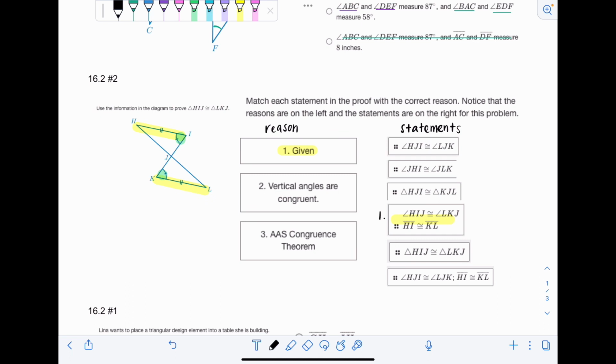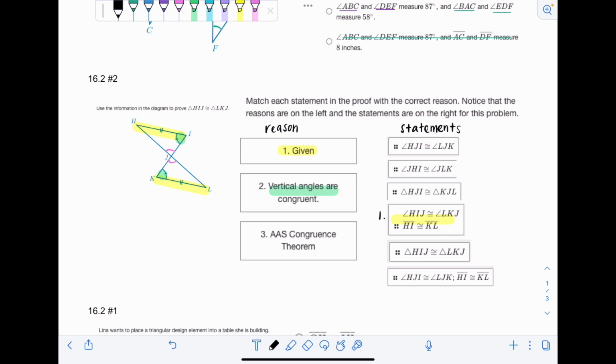And then for reason number 2, it says that vertical angles are congruent. So we have to look at what statement is trying to claim that vertical angles are congruent. We have to look at what our vertical angles are in this problem. We have HJI, that's this angle right here, and then we have LJK, so that's the other side of it. So we have to look at what statement is trying to say that those two angles are congruent. So that would be HJI is congruent to LJK.